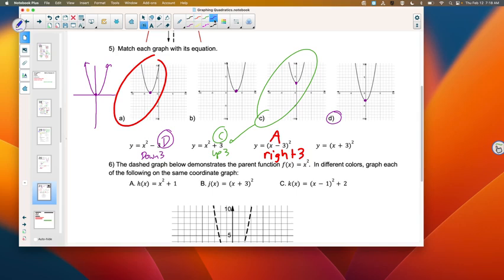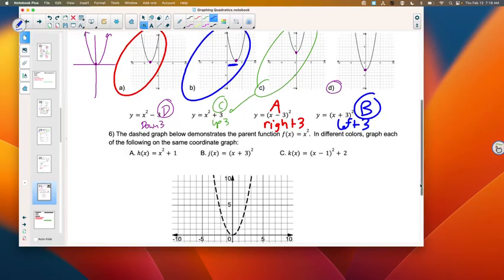And lastly, this one here then, left 3. And there's only one more choice, but you can see it does move left 3, right? So that'd be choice B. All right, and number 6.